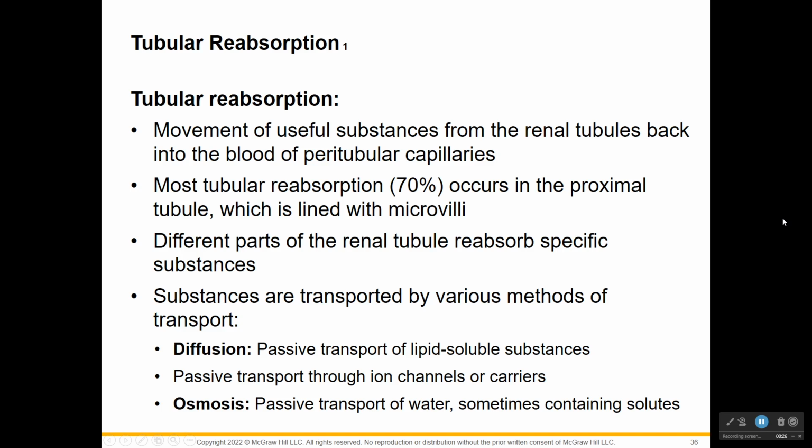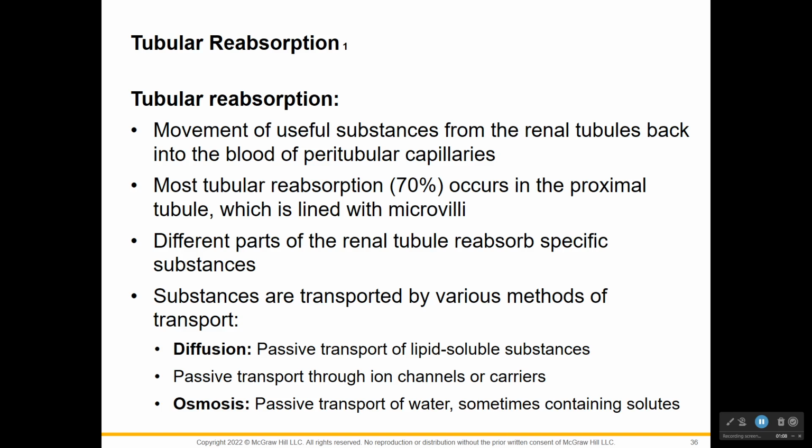So, tubular reabsorption. We've talked about filtration and what liquids leave the capillary system of the glomerulus into the Bowman's capsule. As this filtrate moves, we are going to move useful substances from those renal tubules back into the blood system, into the peritubular capillaries. Peri means around, tubular capillaries. These are the capillaries around the tubular system. And so while some good things were filtered out, we want to absorb them back into the blood.